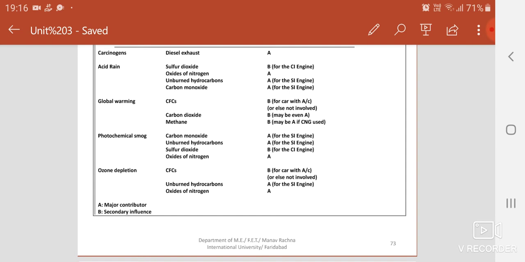Photochemical smog. Our Delhi is very affected by that. If you take this, okay, I missed one thing. Methane. I should talk about methane. There is methane in global warming.